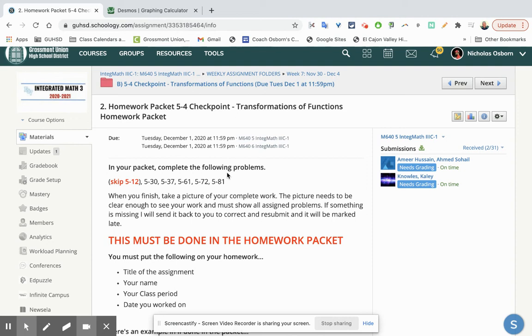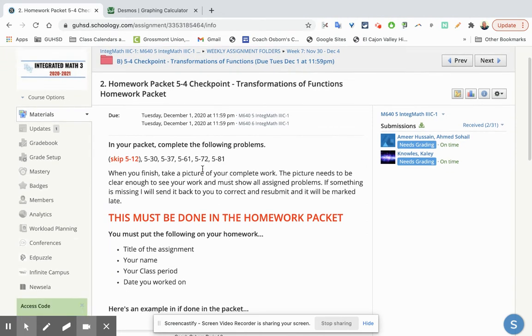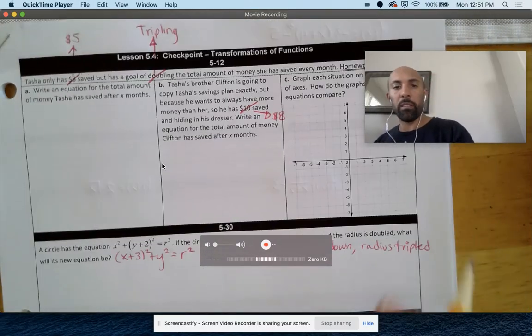All right, so I'm going to be going over homework packet 5.4. Just remember that it does say you can skip 5.12. I am going to go over 5.12 anyways, just so you guys can kind of learn it, but you do not have to do that one. Okay? All right, so here's the first page that I was talking about.